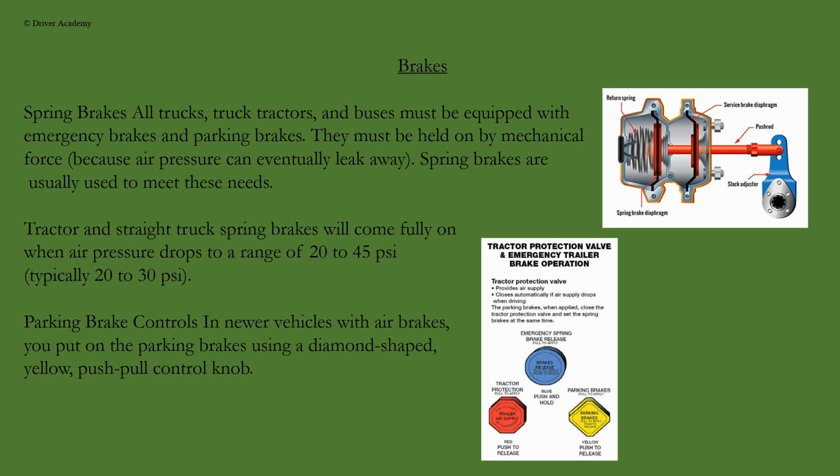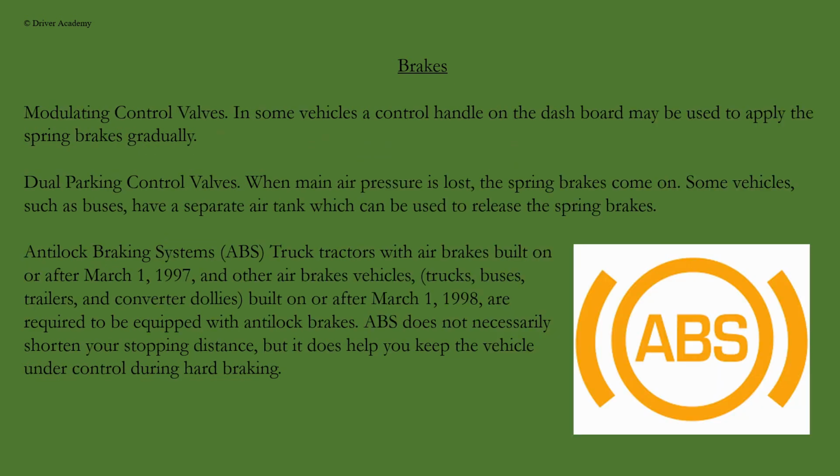Parking brakes control in newer vehicles with air brakes. You put on the parking brakes using a diamond-shaped yellow push-pull control knob, and you see that there to the right. Modulating control valves in some vehicles: a control handle on the dashboard may be used to apply the spring brakes gradually. Dual parking control valves. When main air pressure is lost, the spring brakes come on. Some vehicles, such as buses, have a separate air tank which can be used to release the spring brakes.